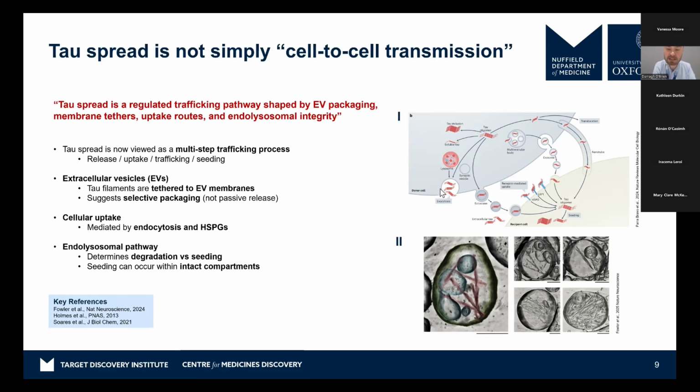So once outside the cell, tau is taken up through endocytic pathways. And these include mechanisms involving HSPGs, so heparan sulfate proteoglycans. And after internalization, tau enters the endolysosomal system, which acts as a key decision point where tau can either be degraded or go on to seed aggregation. Importantly, newer studies suggest that tau seeding can occur within these compartments, even without full membrane rupture, making intracellular trafficking pathways central to disease progression.